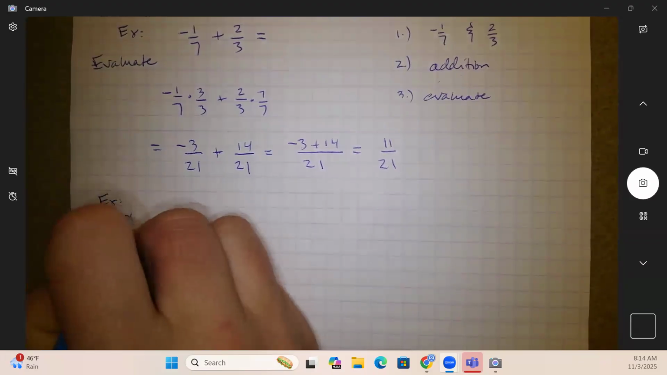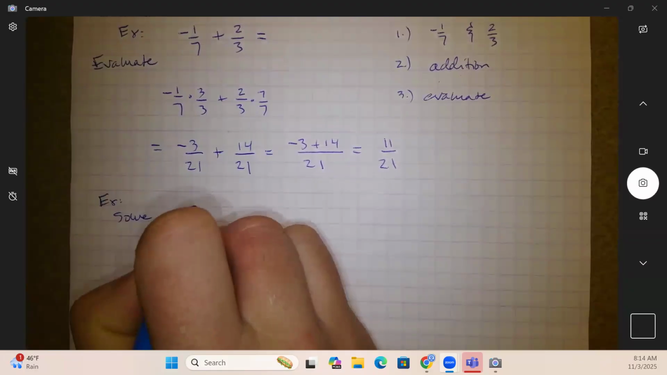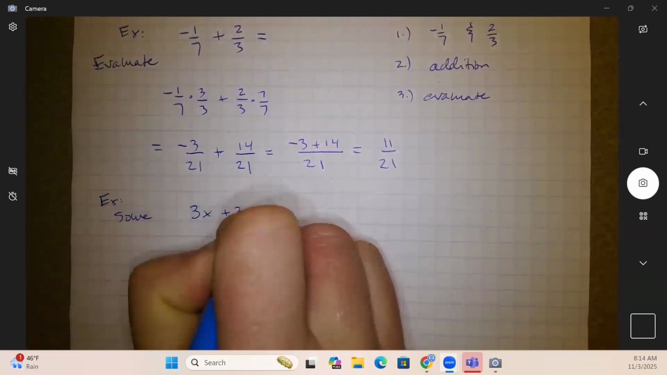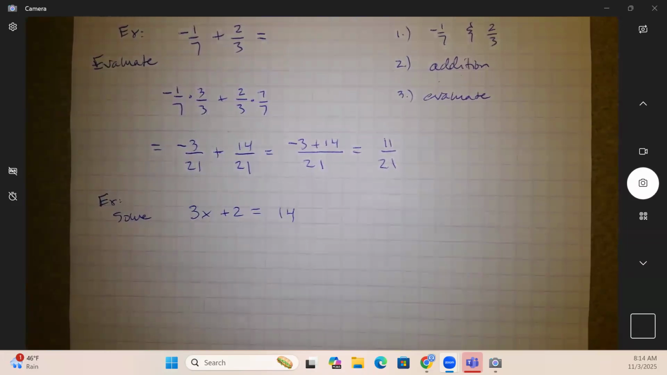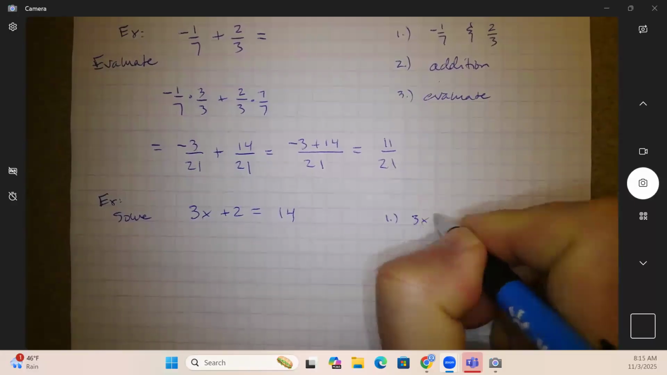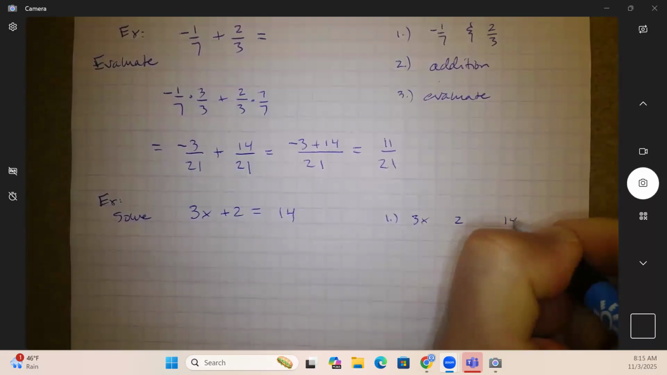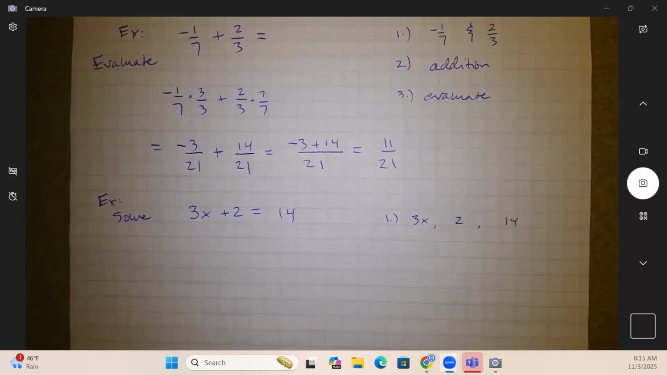And now let's solve the equation 3x plus 2 equals 14. The first step, we identify the nouns. You might kind of do that in your head. That's okay, but it's all right to be really explicit. I've got a 3x, a 2, and a 14. Those are the objects that I'm working with.